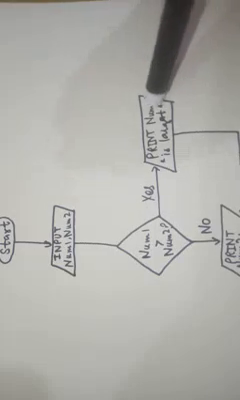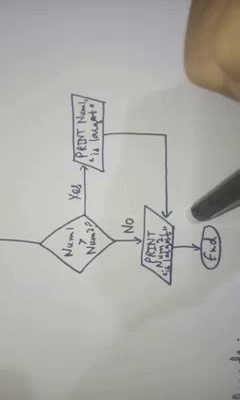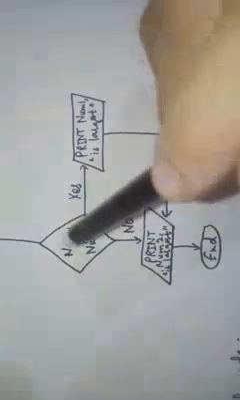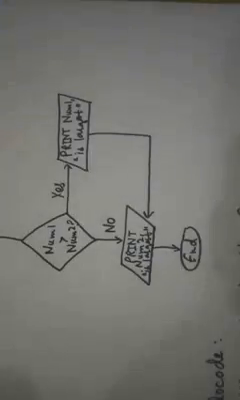Now what will happen if the condition is true? If that condition is true, then we will print number 1 is largest, and if that condition is false, then it will print number 2 is largest, right? Then we will end our problem, right? So that is how the problem of inputting two numbers and checking which is largest will be explained with the help of a flow chart.